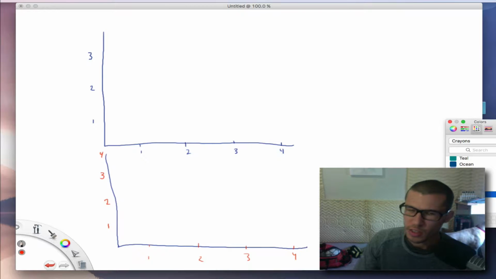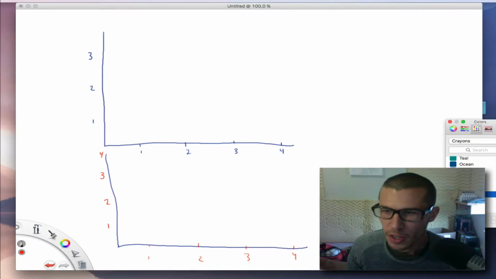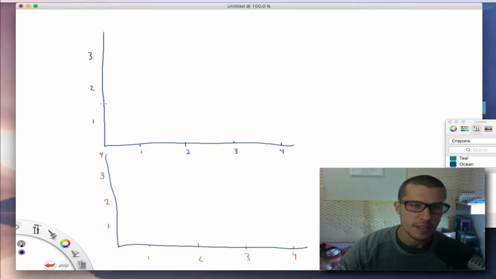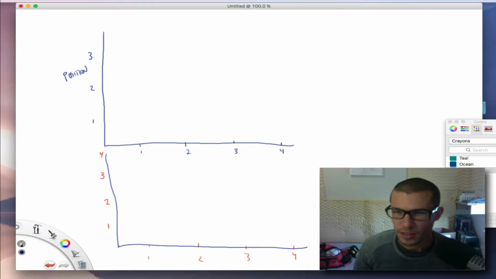I want to tell you the difference between graphing distance versus time and position versus time. I'm going to use the position versus time graph to show you what the distance versus time graph is going to be. So on the top here, this is going to be position, and down below we're going to have distance.